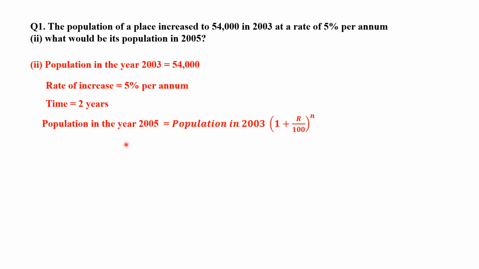And the formula which I am going to use is: population in the year 2005 will be equal to population in the year 2003 times (1 plus r by 100) whole power n. Now I'm going to substitute all the values. So the population in 2003 is given as 54,000, and (1 plus 5 by 100) whole square.